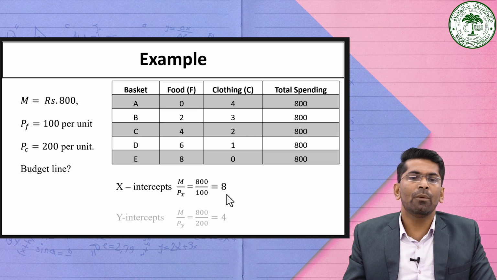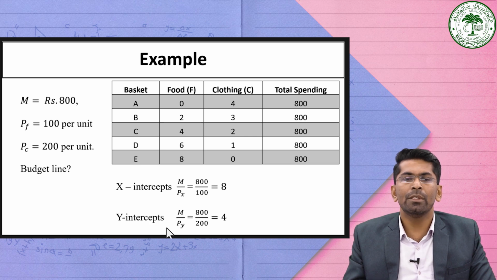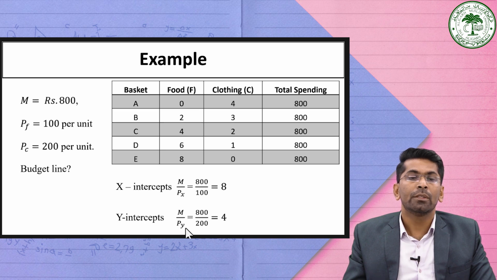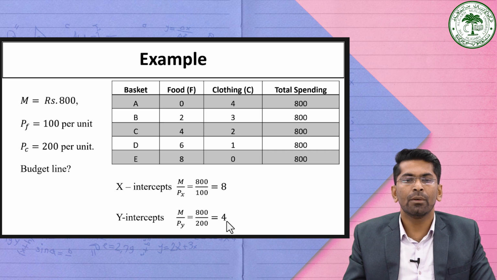Similarly, we can also calculate the y-intercept term. It is also the ratio of money income to the price of commodity y. Here we are assuming it is the food. Sorry, it is clothing. So here it is 800 divided by the price of clothing, which is 200, so it is 4. So when x is equal to 0, that is food is equal to 0, then clothing is equal to 4. So this is the other intercept term. The x-intercept is here 8, 0 and the y-intercept is 0, 4.